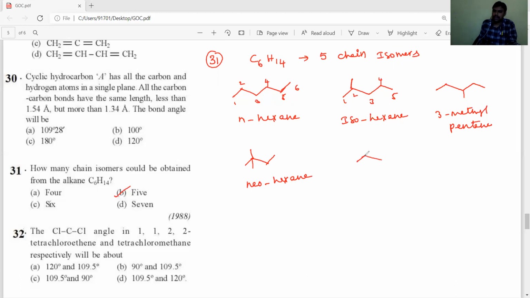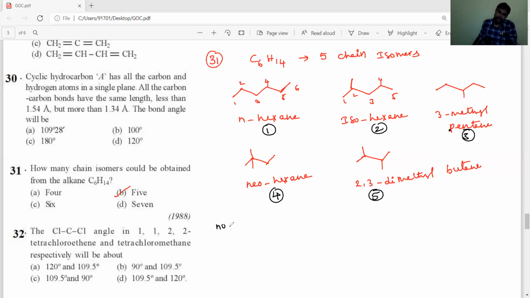Next, another one is 2,3-dimethylbutane. So how many did we get, dear students? Total 1, 2, 3, 4 and 5 chain isomers we are getting.